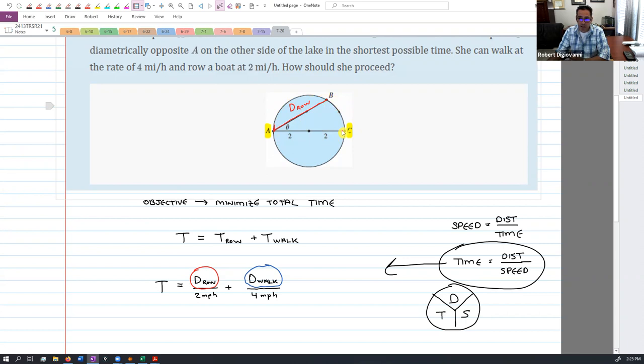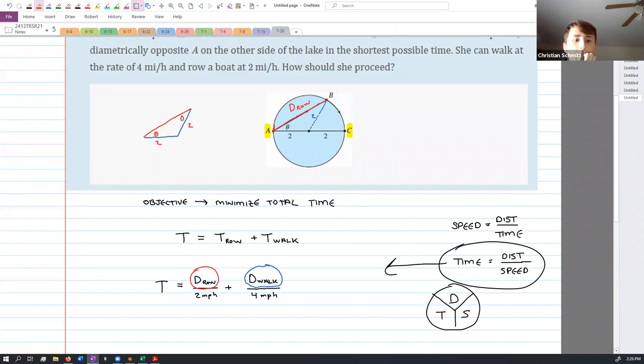So Christian, I'm going to help you. Do you know the length of that? The radius. It's the radius, two. That's two. Okay, so let's look at that triangle. Theta, 2, 2. What do you know about this angle here? If these two sides are the same, it's also theta, right? I'm just pointing that out.